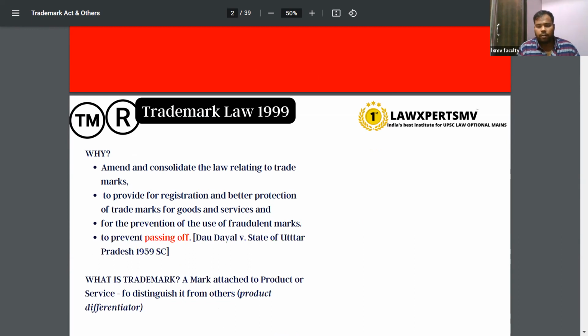So today's lecture, we are going to see about the Trademark Act. This law was passed in 1999, the first thing. Whenever we are reading any particular law, we have to first understand why this particular law was enacted. So we have to see the preamble to understand the Trademark Act. So the preamble of this trademark law, what does it say? Basically, it is consolidating and amending various laws relating to the Trademark Act.